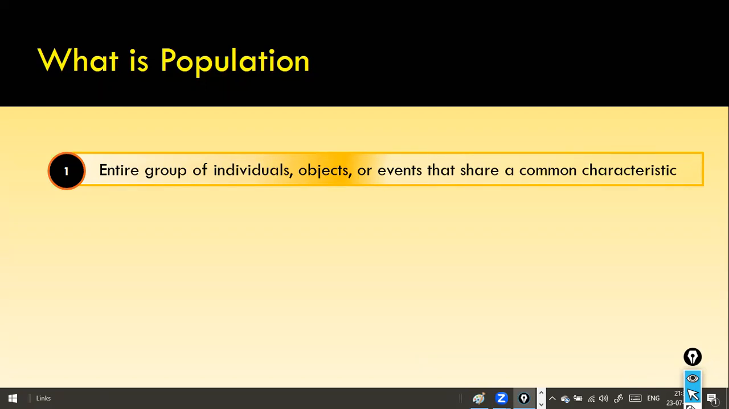Okay. So what do you mean by the entire group of interest? For example, the population of all students in a particular high school. Another example is the population of a retail store, wherein you have all of the customers who shop at the store in a given year.